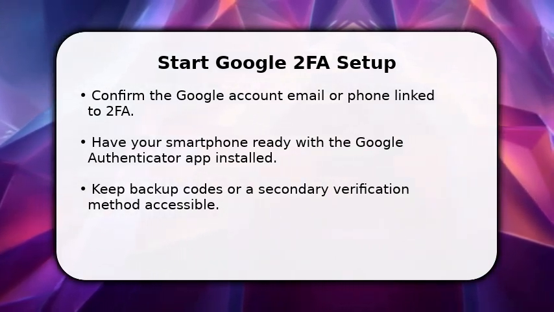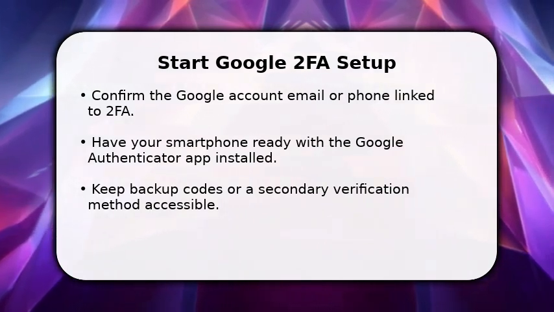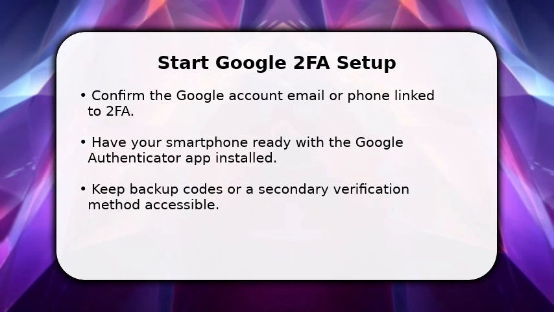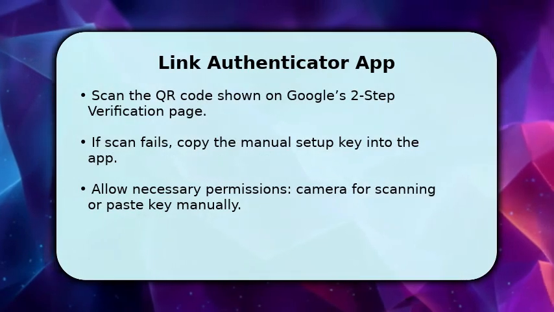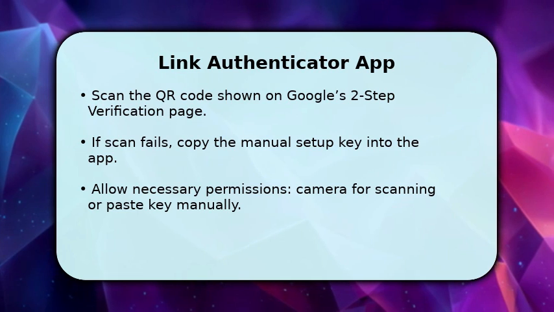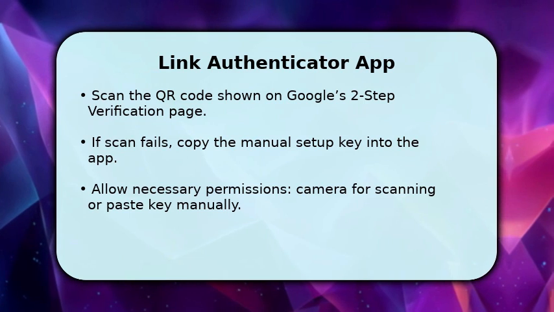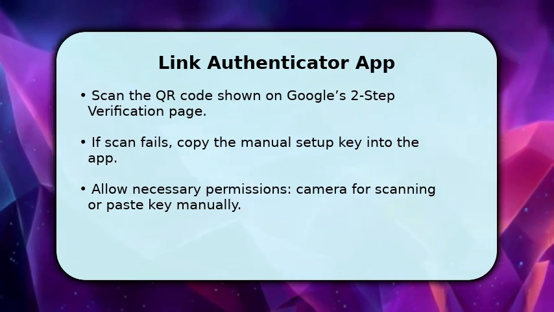This step establishes the secure channel between Google and your device, so make sure your phone is nearby and connected to the internet. You now open Google Authenticator and tap Add Account. Choose Scan a QR code or enter a setup key. If you scan, point your camera steadily at the code. If you enter the key, type it exactly, including dashes if shown.